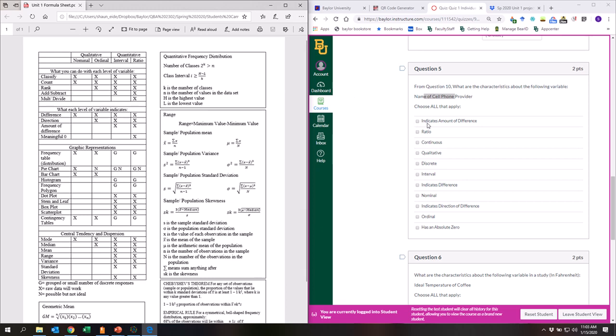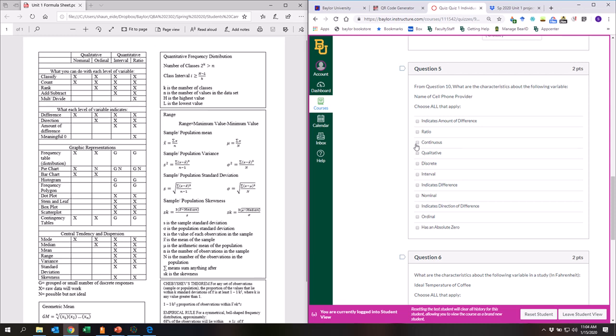Well, let's look at this. If you also look at this, it says nominal. You can do everything in this column right here if it's nominal. Okay? So name of cell phone provider. Does it indicate the amount of difference? Well, in order to indicate the amount of difference, you've got to have numbers. So it doesn't indicate the amount of difference. Is it ratio? No, we already determined it's not ratio, it's nominal.